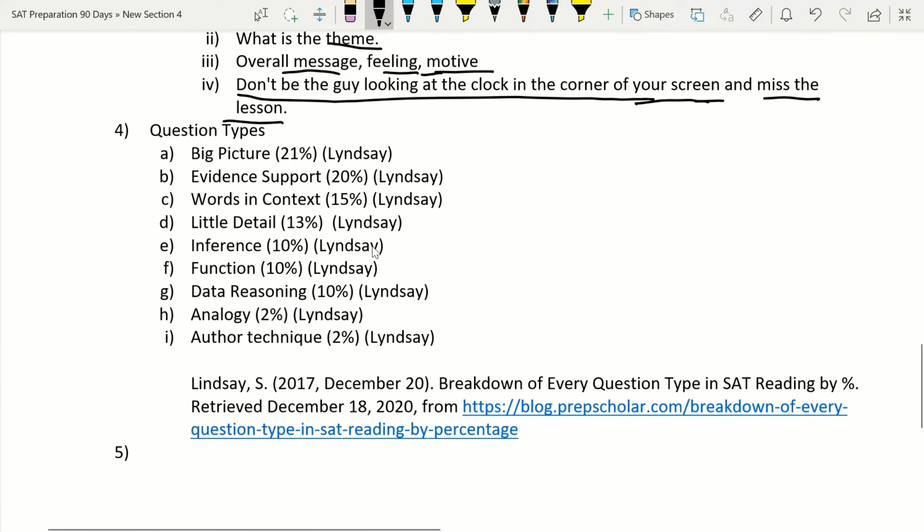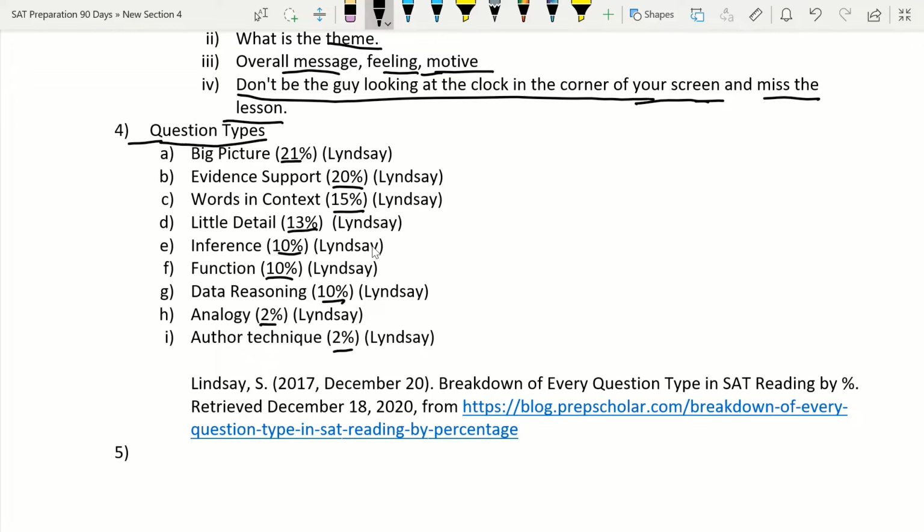All right, so next up, we've got question types. So now I'm going to get into some question types. Basically, I'll be describing the question types, right? And then I've also included here the percent that the test is made up of these different question types, based on 8 SAT practice tests.